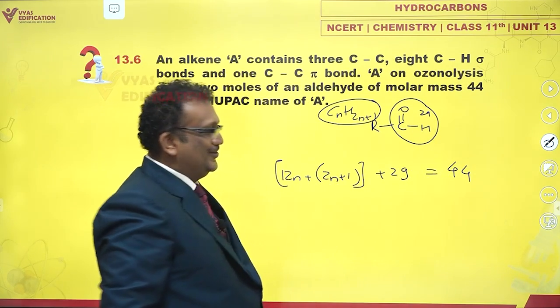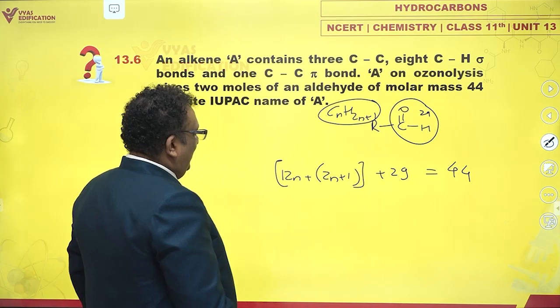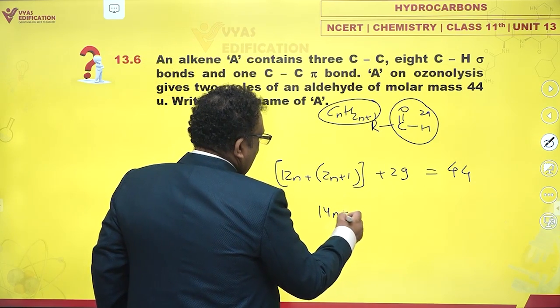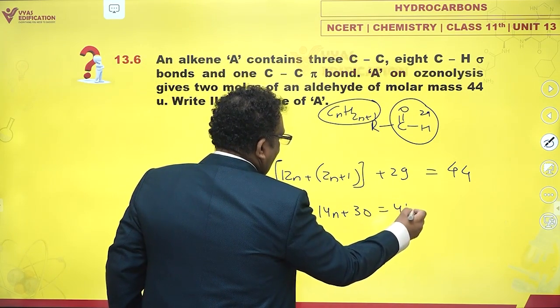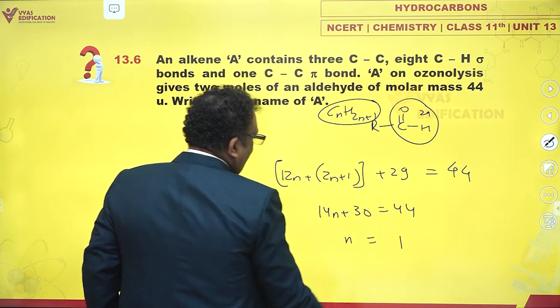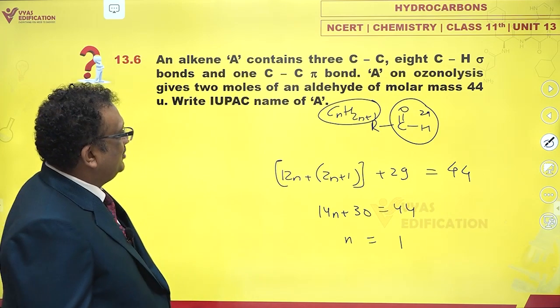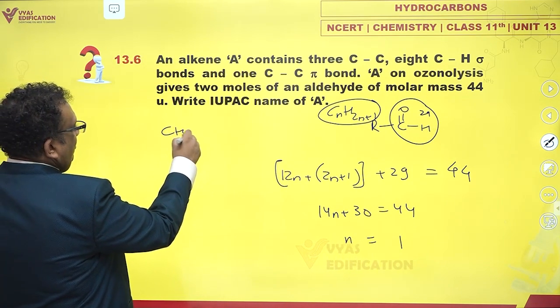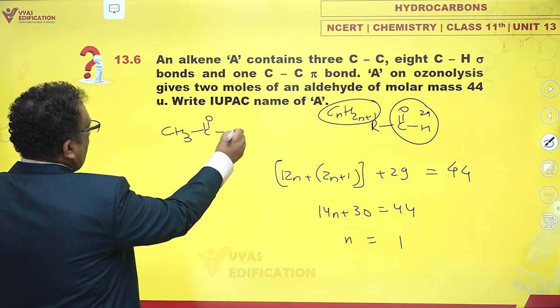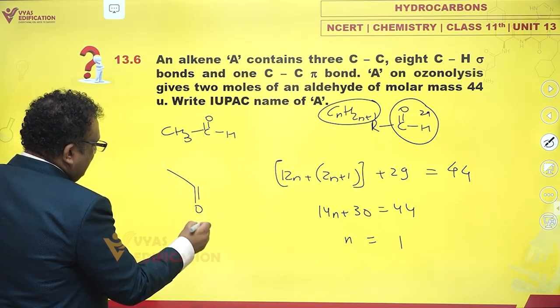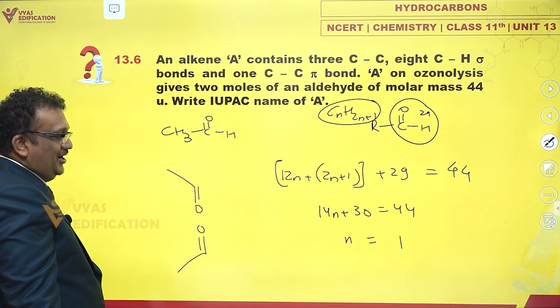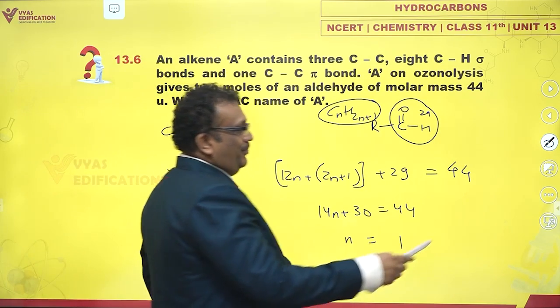Oh my God, how stupid and emotional this is. I have 14n plus 30 is equal to 44. N, if you solve it, it just comes out to be 1 directly. What does it mean? It simply means that this is CH3CHO. Oh, this is just acetaldehyde. Yes, this is just acetaldehyde. And then suddenly I get the brain wave.